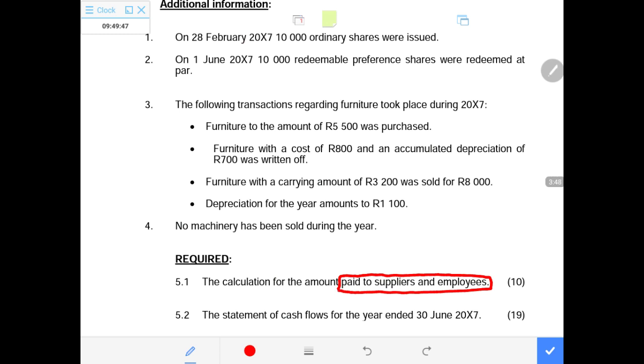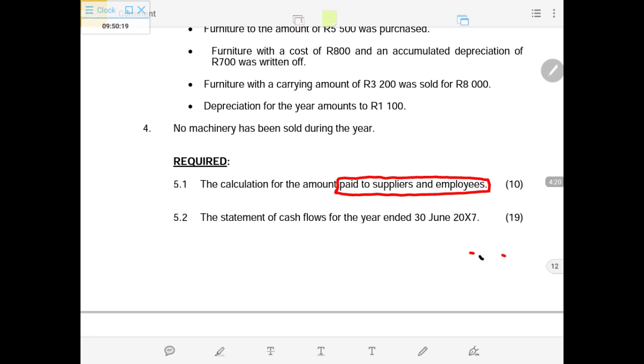That means in this note, our main focus is to calculate the total cash paid to suppliers and employees. If an amount is not a payment to suppliers or employees, we don't need that amount in this note. The main thing to keep in mind is that the amount must be a payment to a supplier or employees. If not, we don't need that amount. If it is a payment to a supplier or employee, then we need it.